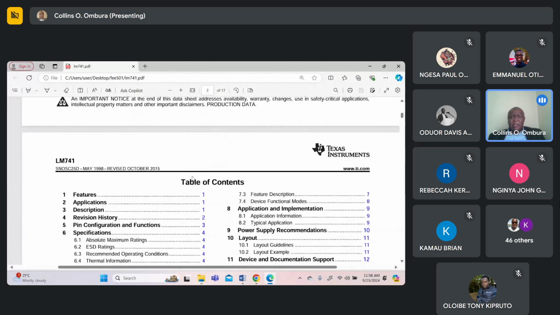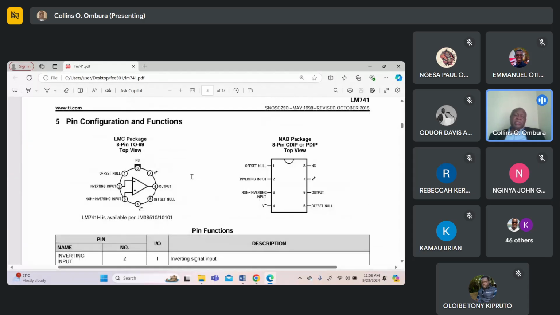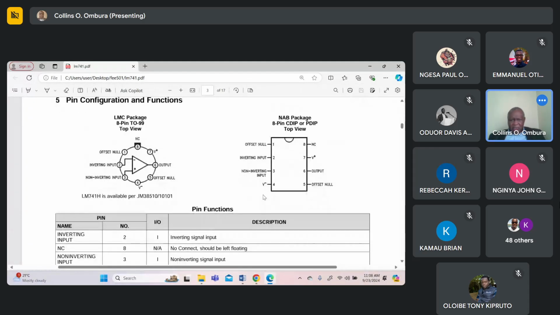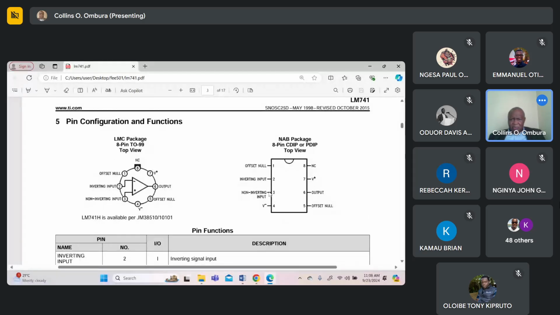So in the last class, I gave you the pinout. For example, this packaging of the 741 has got a metal case. This is the most common packaging, the dual inline packaging that we get in the labs. Pin number 6 is normally the output. Pins number 2 and 3 are your inputs. Pin number 2 is your inverting input, pin number 3 non-inverting, etc.